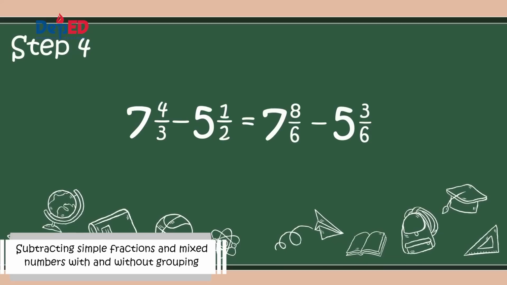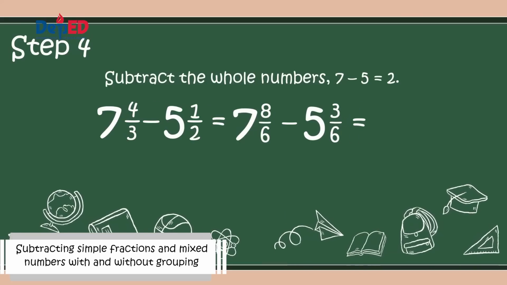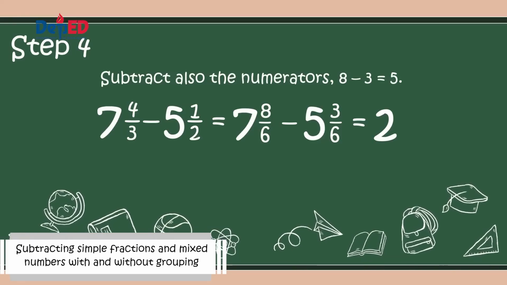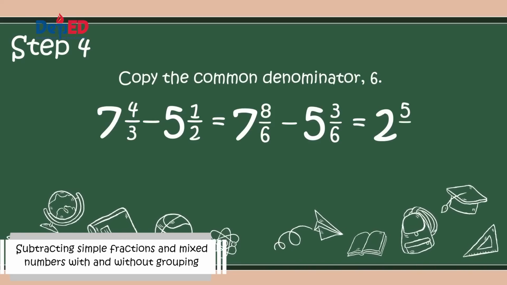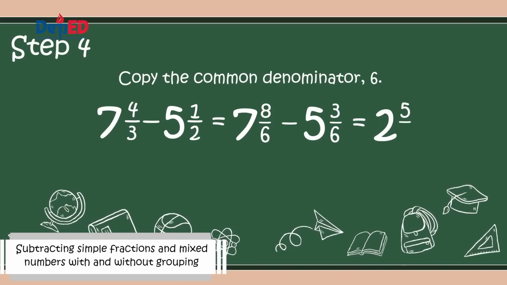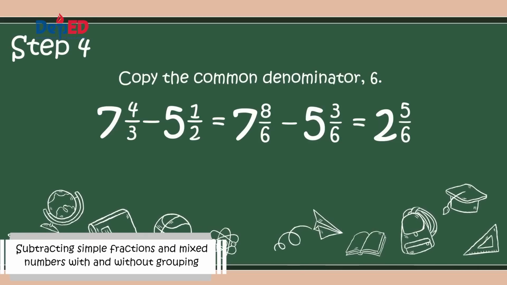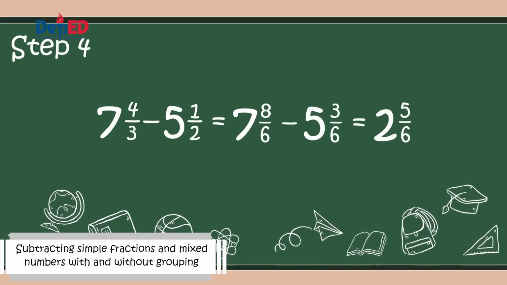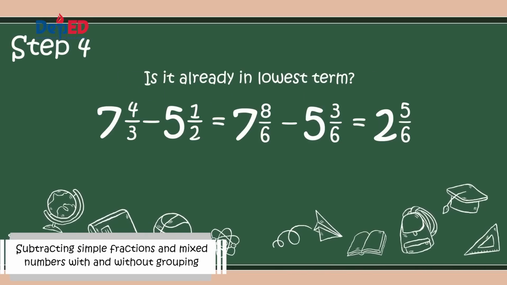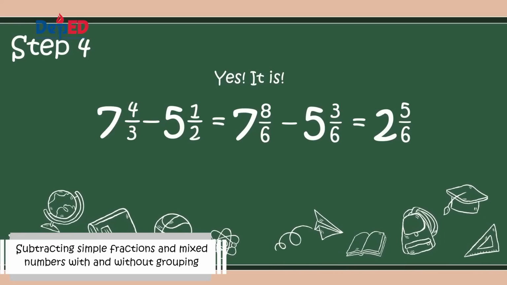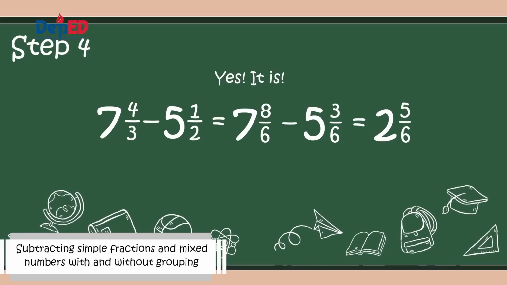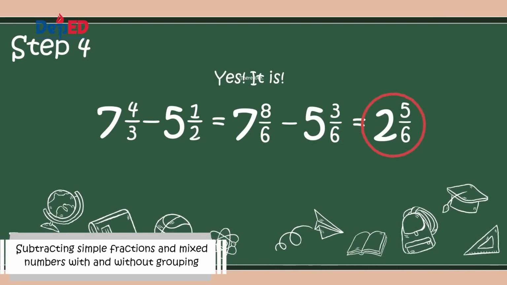Step 4. Subtract the whole numbers, 7 minus 5 equals 2. Subtract also the numerators, 8 minus 3 equals 5, and copy the common denominator, 6. So, we have 2 and 5 sixths. Is it already in lowest term? Yes. Therefore, 8 and 1 third minus 5 and 1 half equals 2 and 5 sixths.